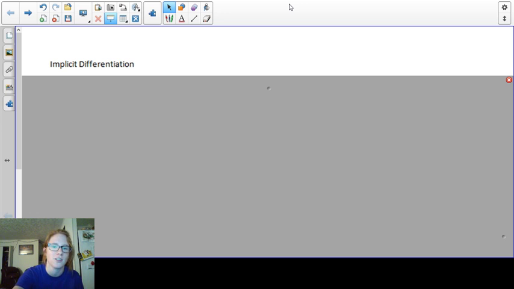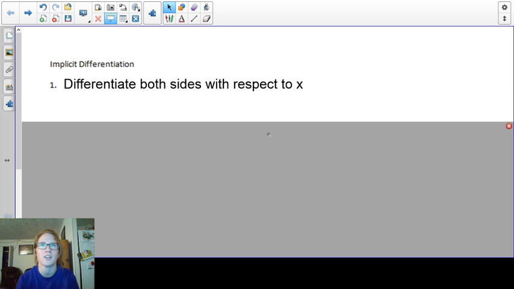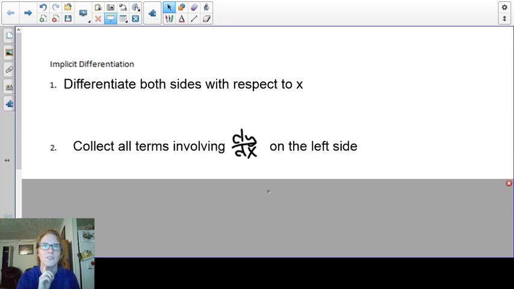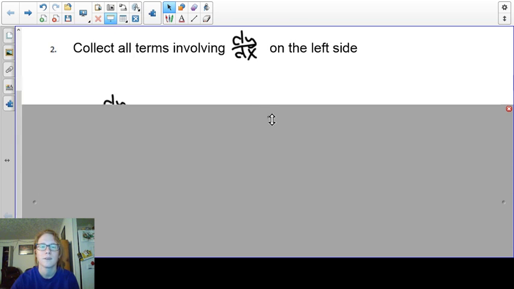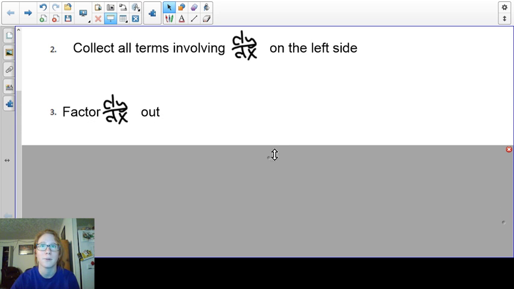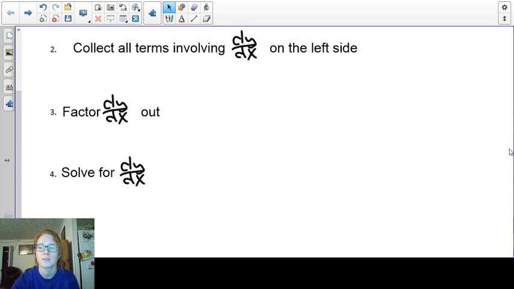So implicit differentiation, just write down these steps for what we're going to do, and then we're going to put them into practice. So first you're going to differentiate both sides with respect to x. Means take the derivative of. Then you're going to collect all the terms involving dy/dx on the left side. Then you're going to factor dy/dx out. And then you're going to solve for dy/dx. Now again, write this down. We'll talk about it here in a second.